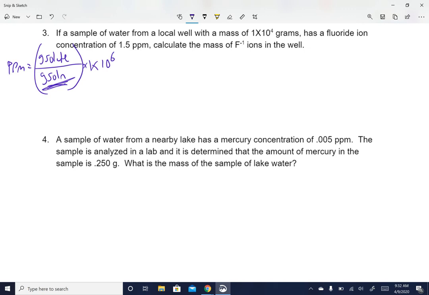So now I'm giving you the parts per million. What is the mass of F minus? That's your solute. F minus is solute. That goes on top. So we want to know this number. I give you parts per million. I give you solution. We want to know the solute. So in this case, it's 1.5 equals X over 1 times 10 to the fourth, which is 10,000.